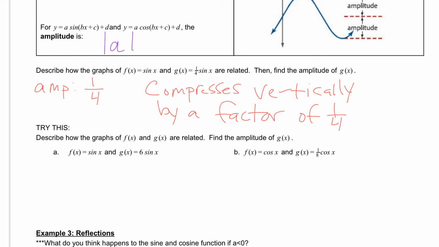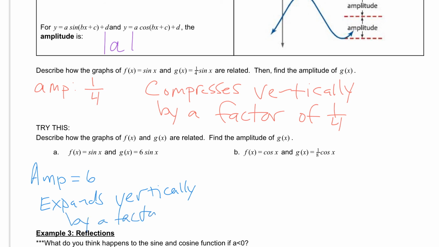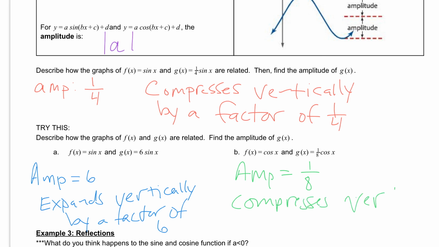If you did letter A correctly, you should have gotten the amplitude to equal 6, which tells us that this expands vertically by a factor of 6. And if you did letter B correctly, your amplitude is 1/8. And this compresses vertically by a factor of 1/8.